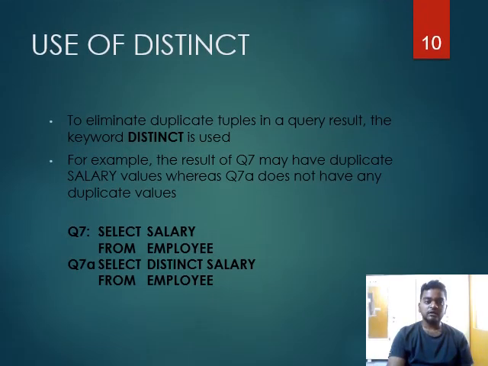Use of distinct. To eliminate duplicate tuples in a query result, the keyword distinct is used. For example, the result of Q11 may have duplicate salary values, whereas Q11A does not have any duplicate values.